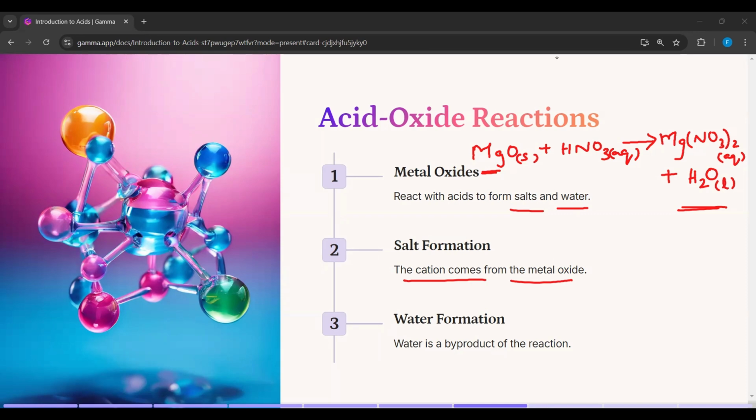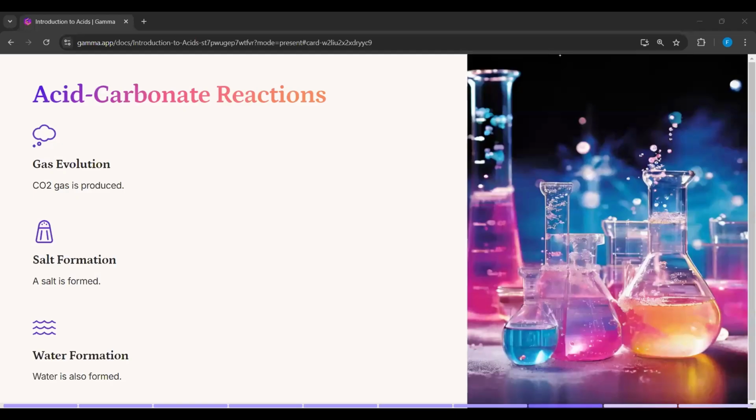Now, in this example, magnesium oxide and nitric acid, you get magnesium nitrate. So remember, the next thing is the reaction of acids with carbonates. All carbonates give off carbon dioxide when they react with acids. So remember, carbonate, that's a clue. Carbonate, so carbon dioxide. They give out carbon dioxide when they react with acids.